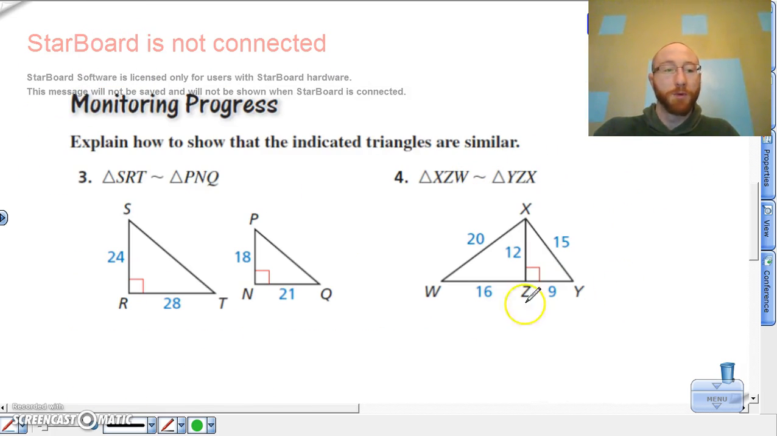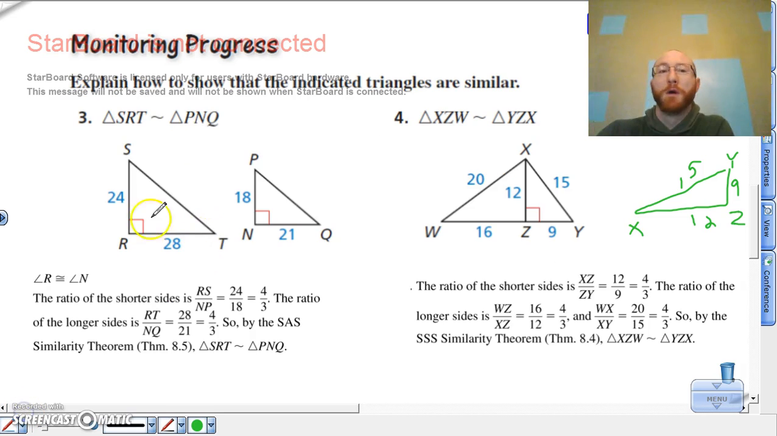Here's 2 more for you to work on. Give the video a pause through, and I'll be right back. So we're trying to prove the triangles are similar. We have this angle, so we're hoping side angle side, and the right angles are congruent, so that helps us out. So we do 24 to 18, that reduces to 4/3. 28 over 21 also reduces to 4/3, so we can use side angle side to show that the triangles are similar.